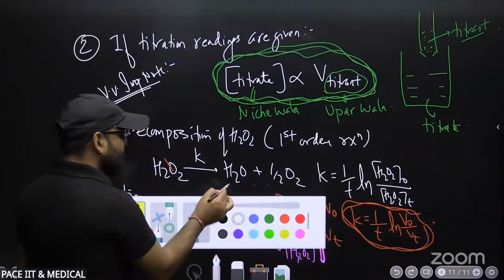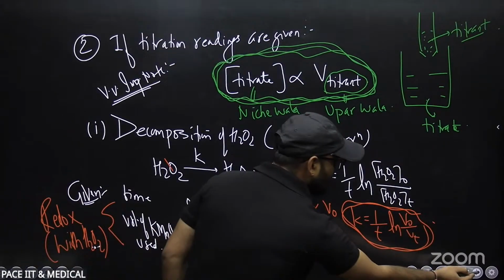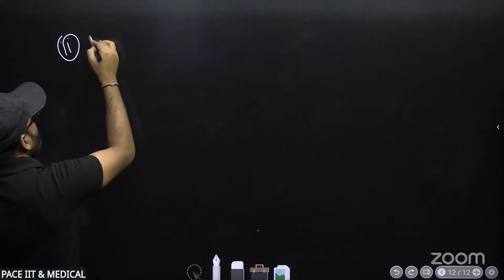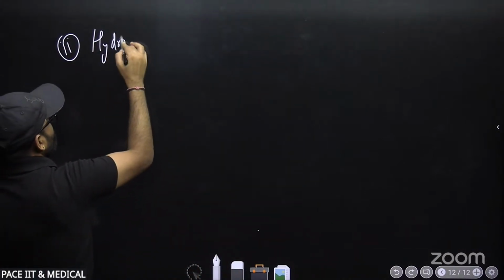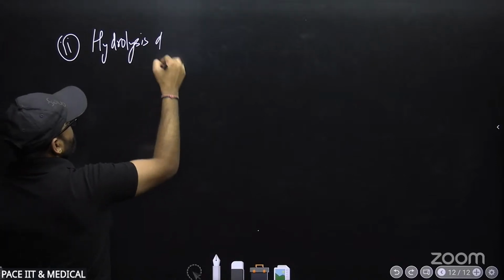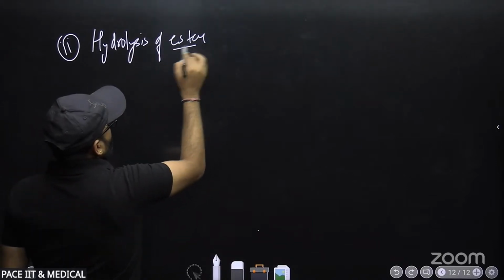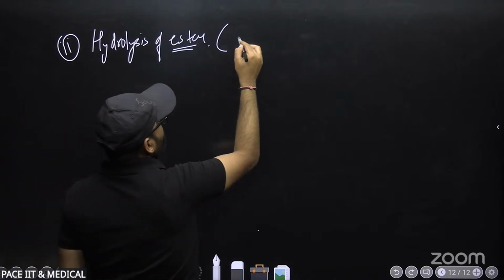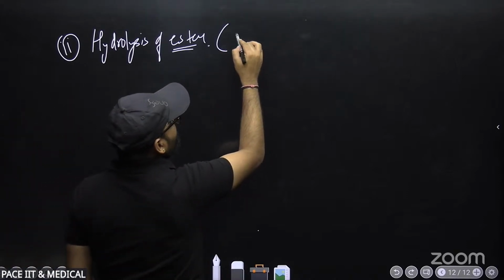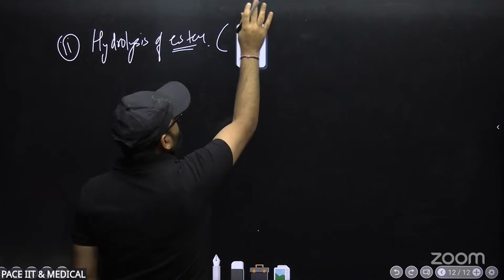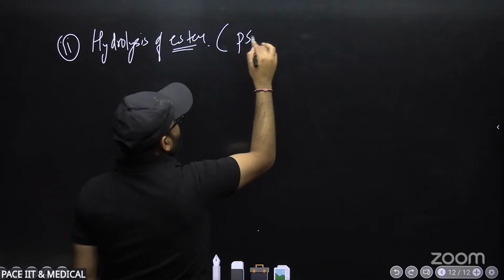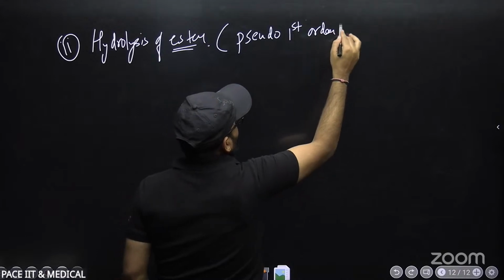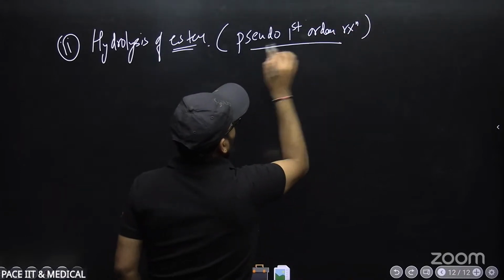The second famous example from this section is hydrolysis of ester. Remember this very vividly: this is a pseudo first order reaction.